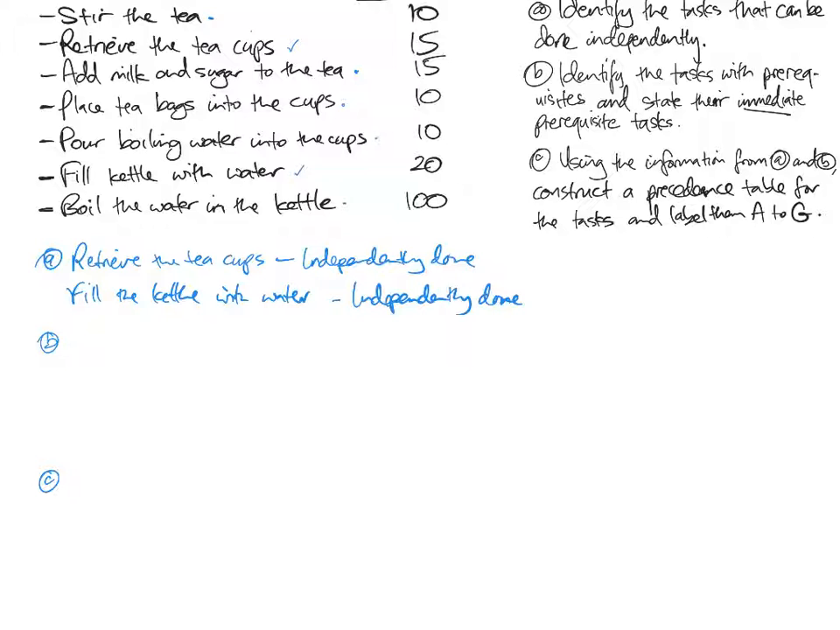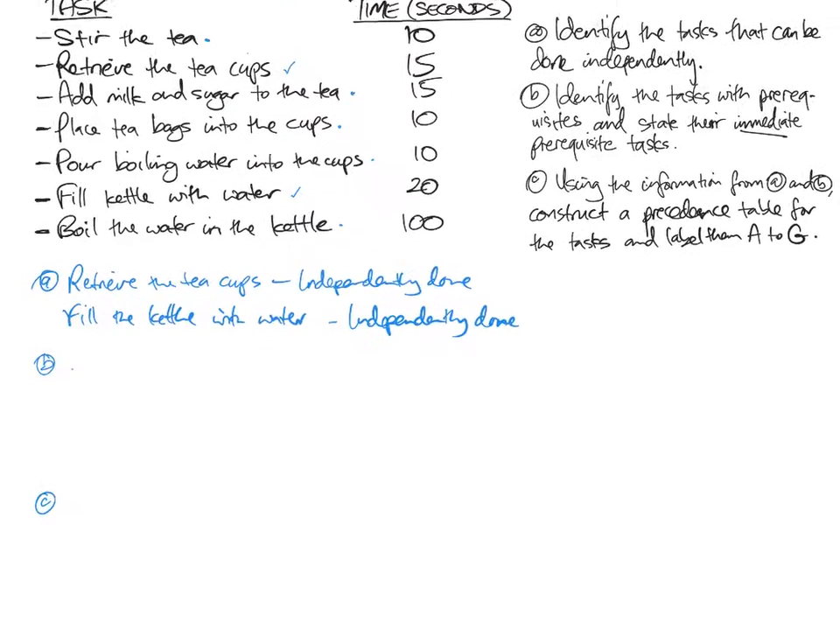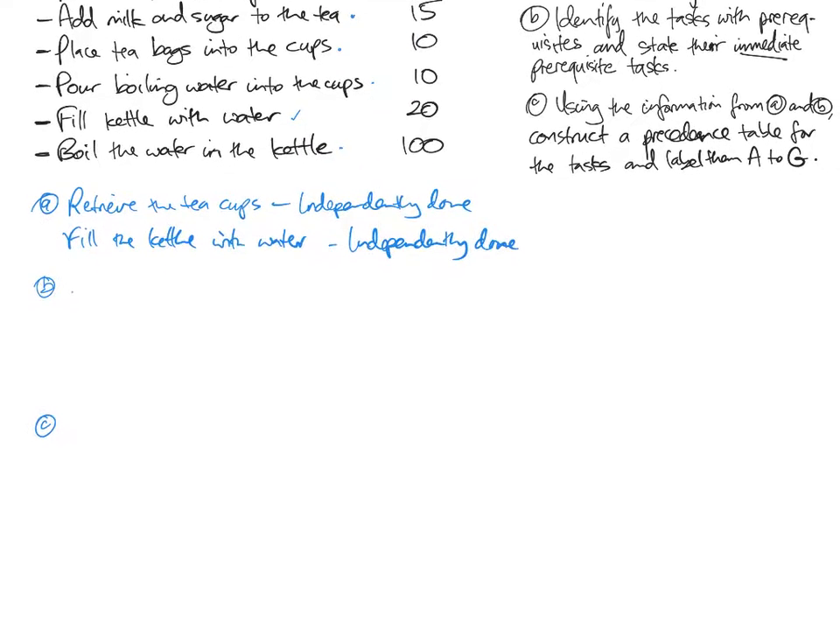B, identify tasks with prerequisites and state their immediate prerequisite tasks. So we've identified what don't have prerequisites, what can be done independently, so the remainder must have prerequisites. So we just have to work out what's the immediate prerequisite of all of them. So the first one we got here is stir the tea. And we'll draw an arrow pointing that way because the task that we're writing is the immediate prerequisite to it. So what would I have to have?